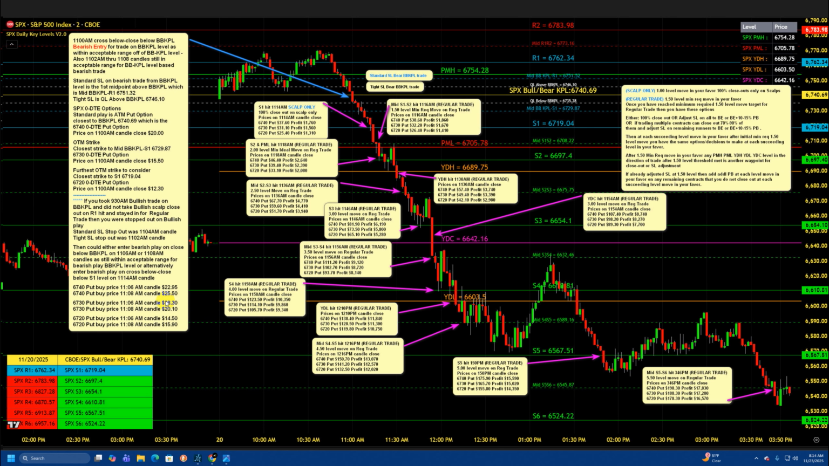So if you did not get in on these reversals here after the stop out, if you did get stopped out, then your next opportunity would have been this candle here, which we'll take a look at in the next screen.